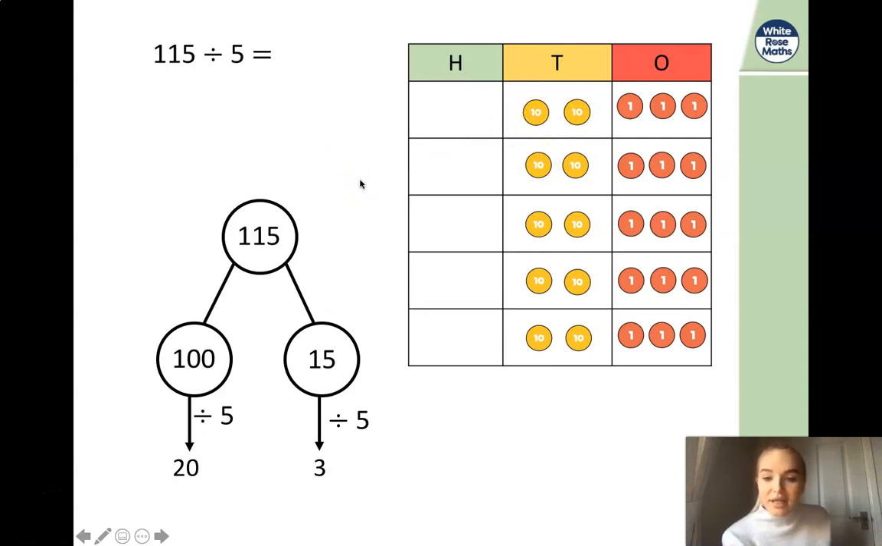And then I divided it by 15, partitioned it into 15 ones. And I divided those 15 ones by 5, giving me 3 ones in each row. So 115 divided by 5 is 23.